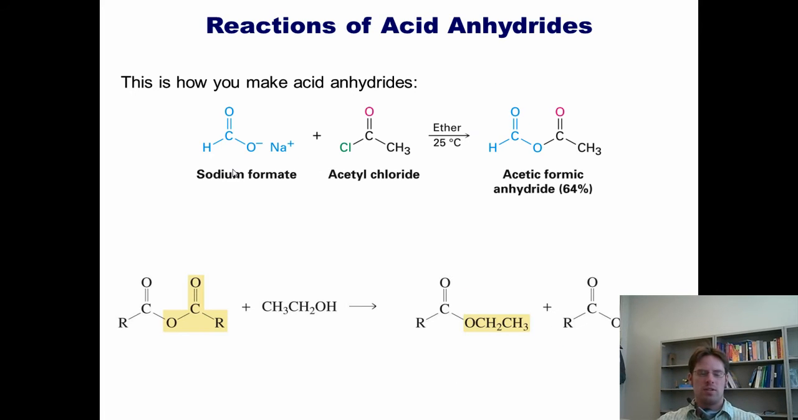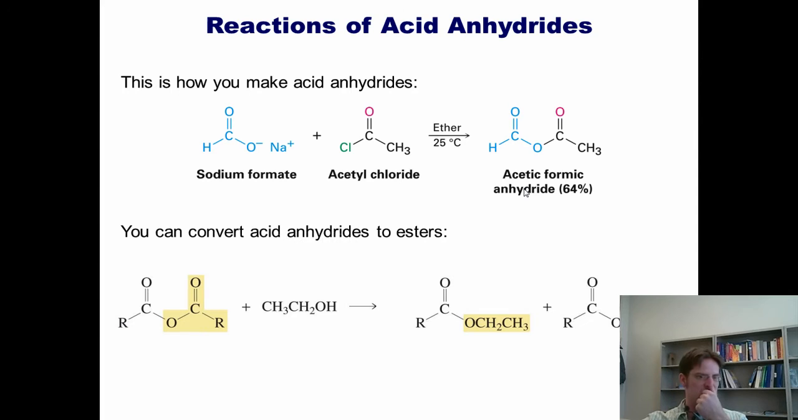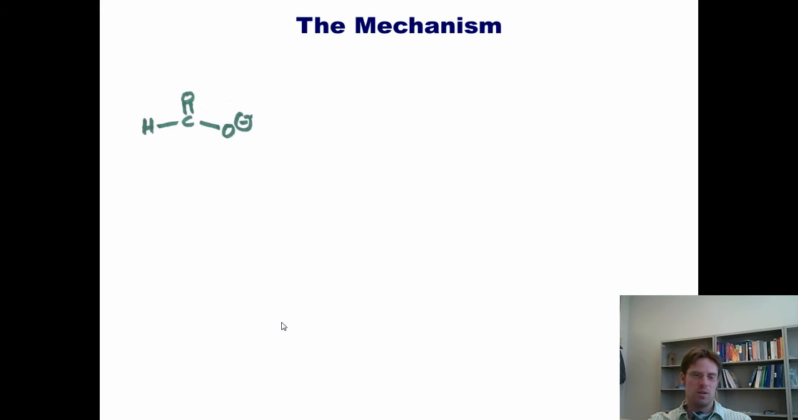There are reactions I can do to either form or convert acid anhydrides to other products. In this example, I have sodium formate being reacted with an acid chloride to form an acid anhydride. We talked about that earlier and showed the mechanism, but I'll probably show it again. I can also convert acid anhydrides to esters by reacting them with alcohols. What are the mechanisms for these reactions? Well, naturally, I'm going to show you.